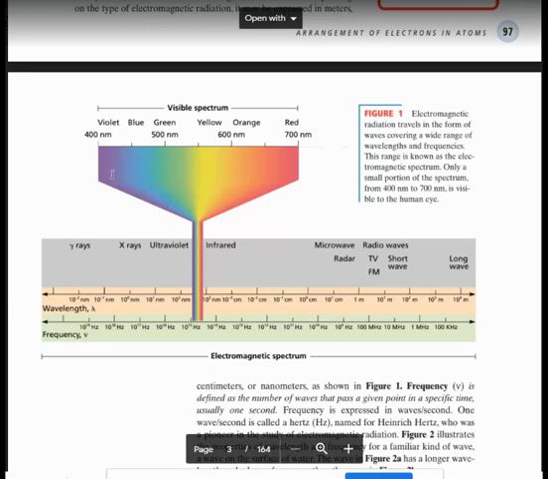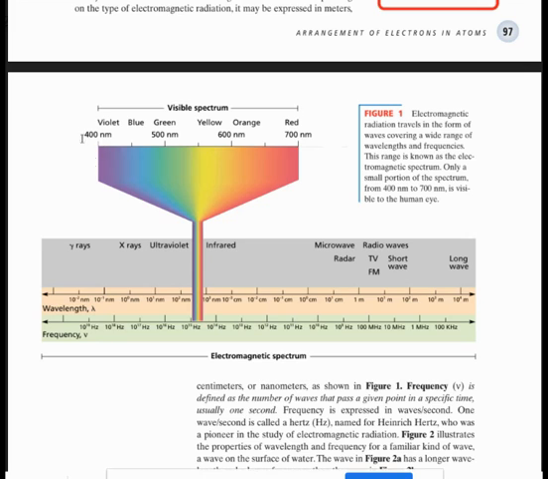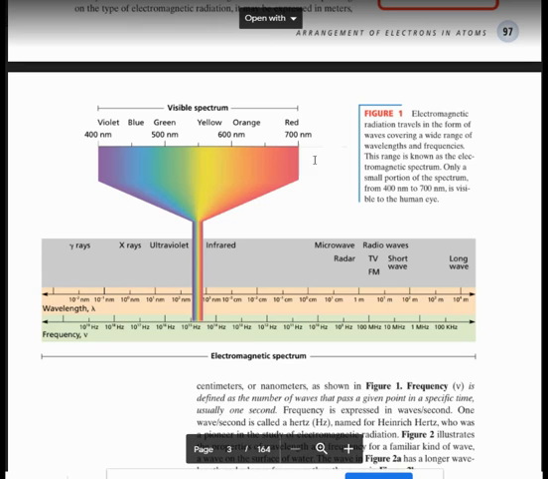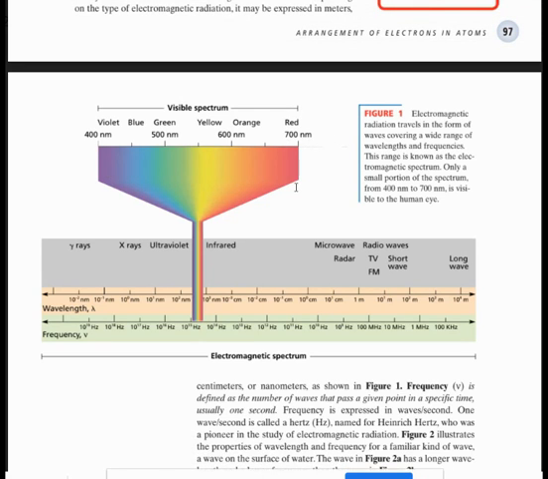So these are the only colors that we can see. And it goes from shortest wavelength, which is 400 nanometers or violet, to the longest wavelength, which is low energy, our red light over here at 700 nanometers. So this is the section that we see.